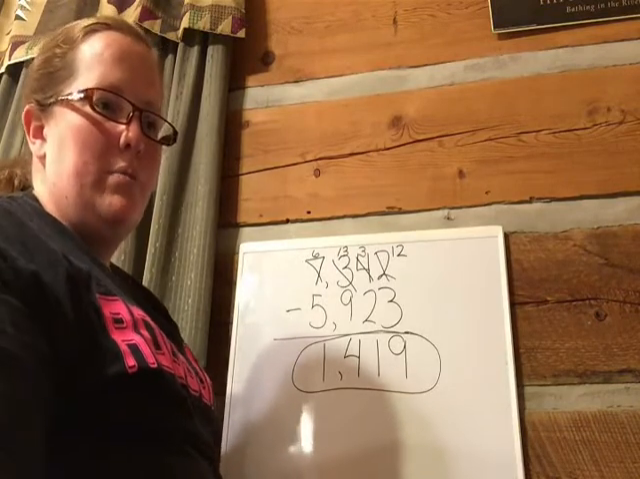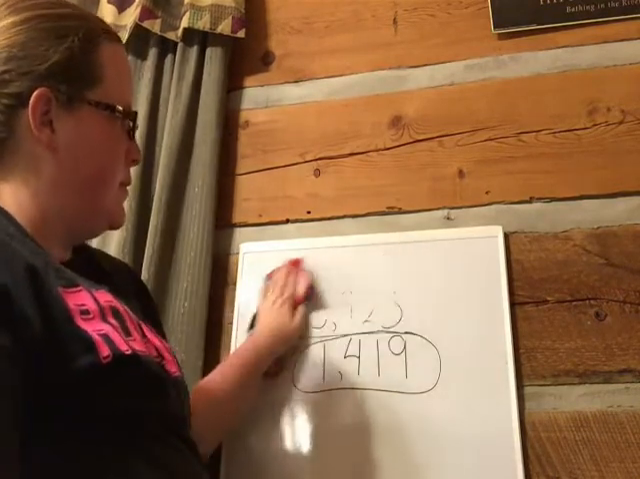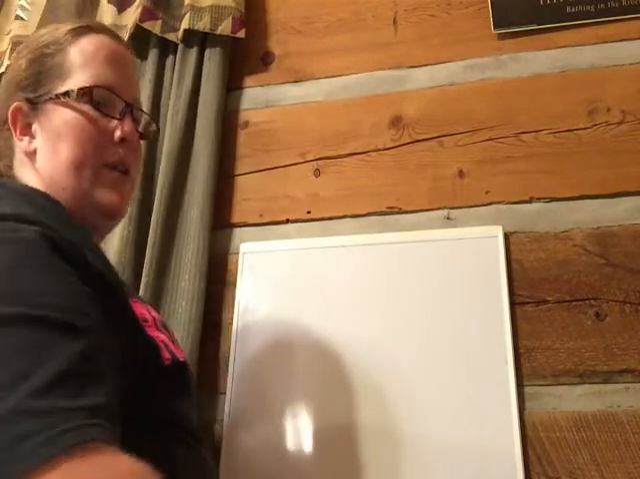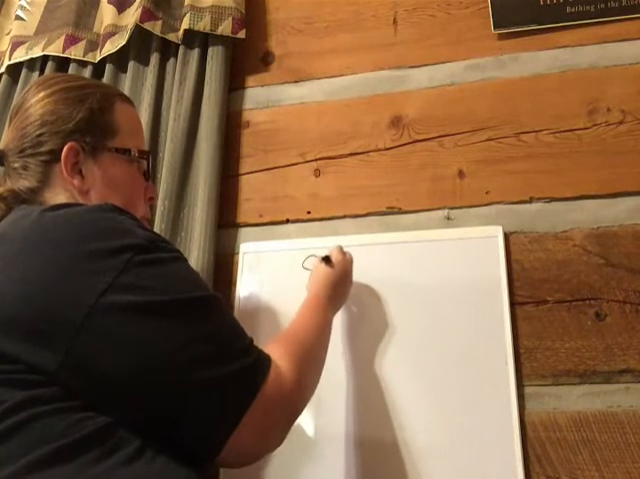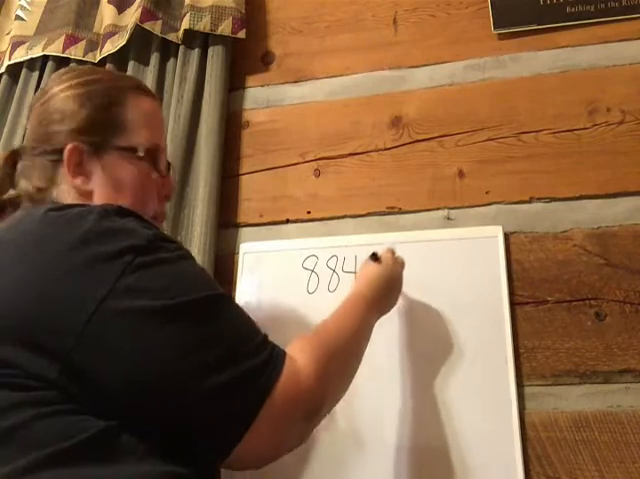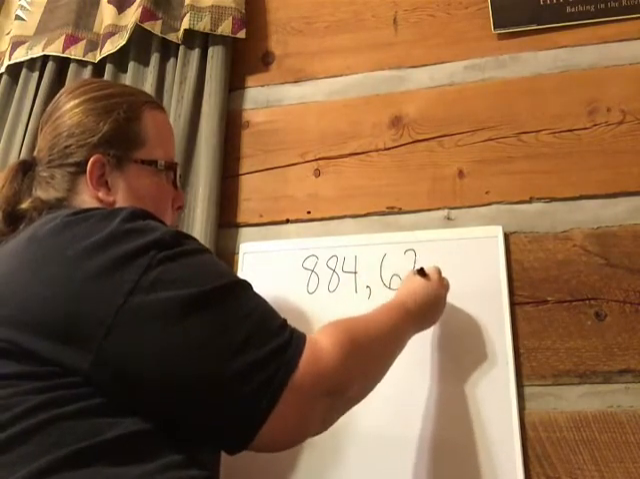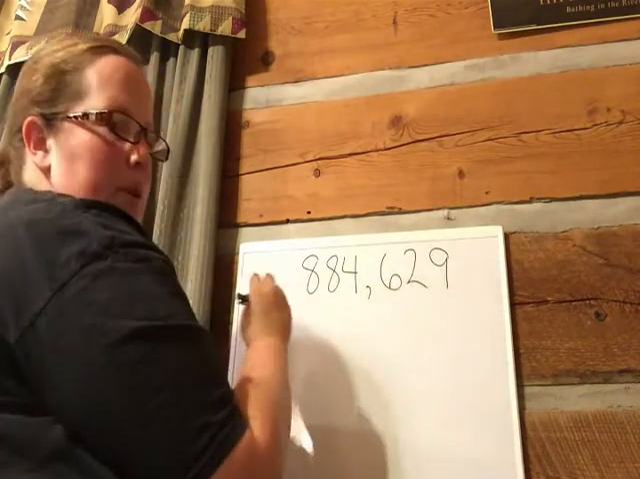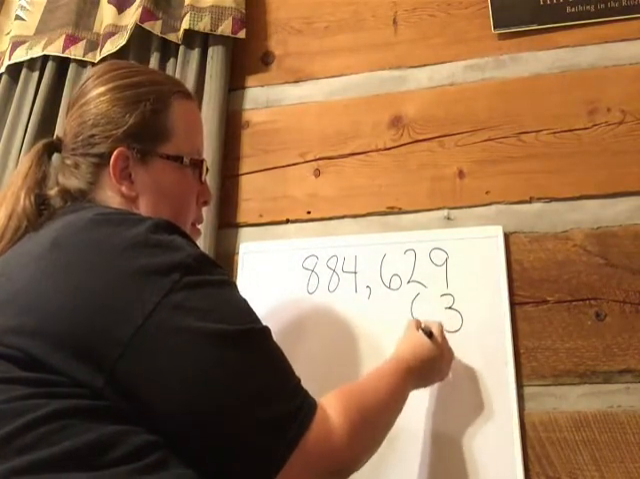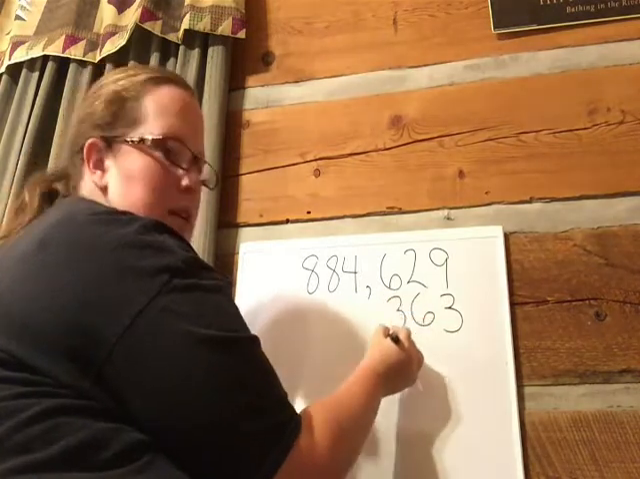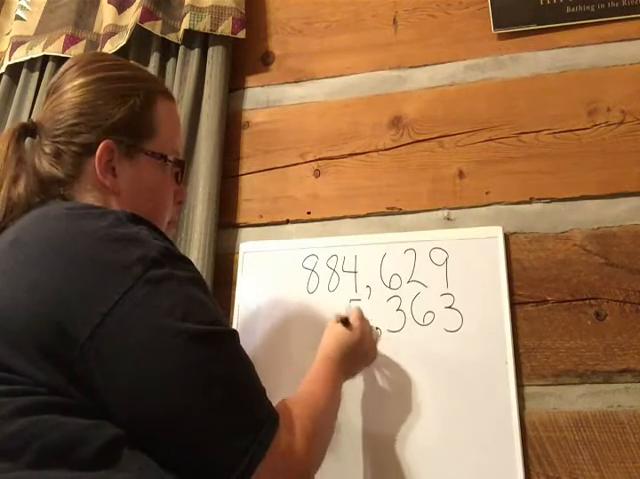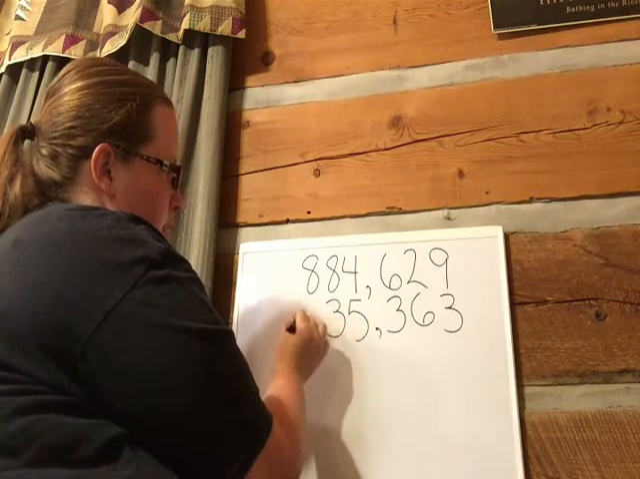All right, let's do one more example. Number 3 on your paper starts with a big number here, 884,629. And we are subtracting. We've got a 3 in this place. 6, 3, comma, 5, 3. And I'm subtracting.